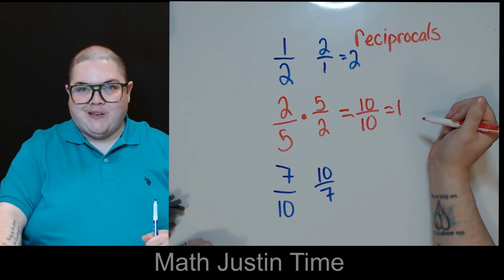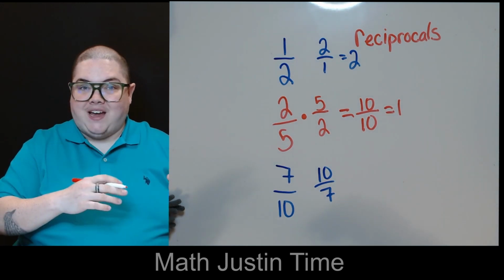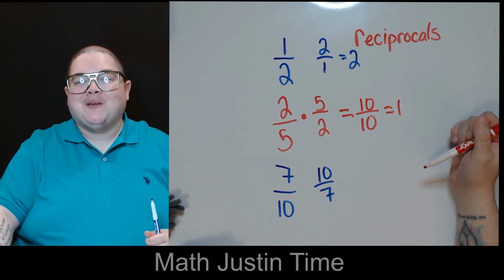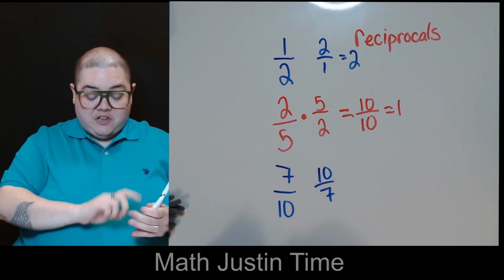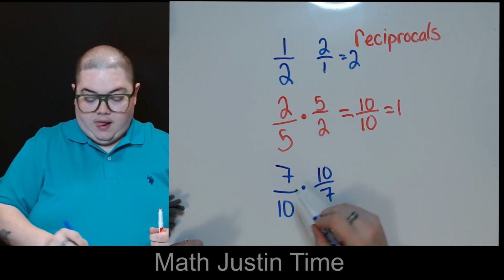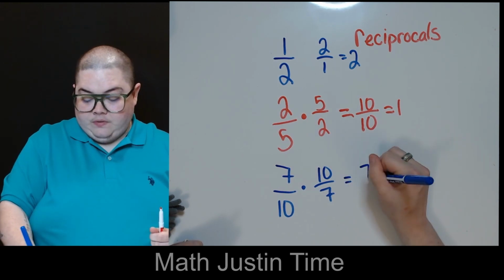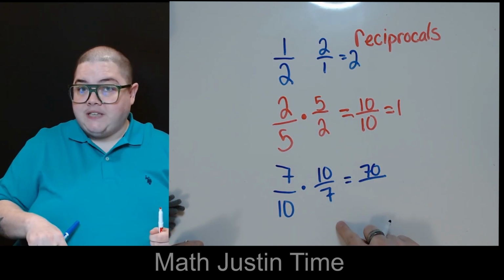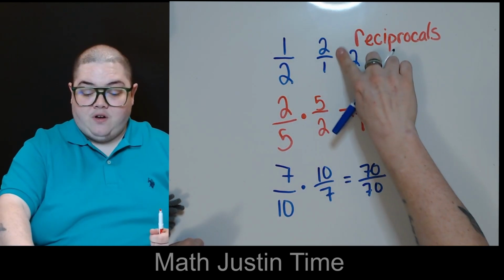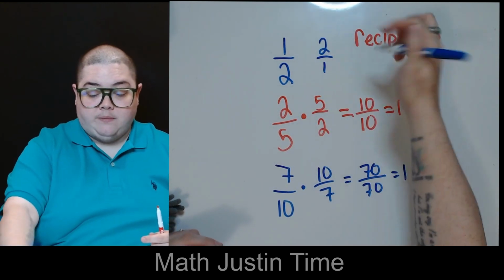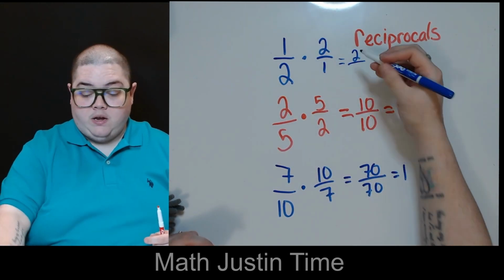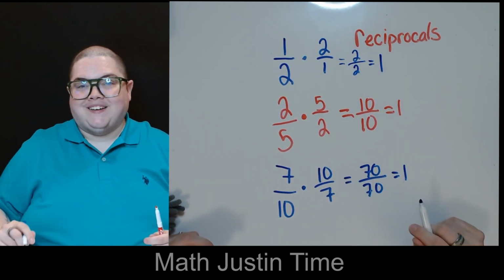Remember when we did multiplication and we had to divide by a number, and then we were able to make it a 1? I think that may have something to do with division here in a little bit. So let's look at this one. If we have 7/10 and we multiply it by its reciprocal, we get 7 times 10, which is 70, over 10 times 7, which is 70, which will give us 1. And the same for up here. If we do 1 times 2, we get 2, and we get 2 times 1, we get 2, which is 1.